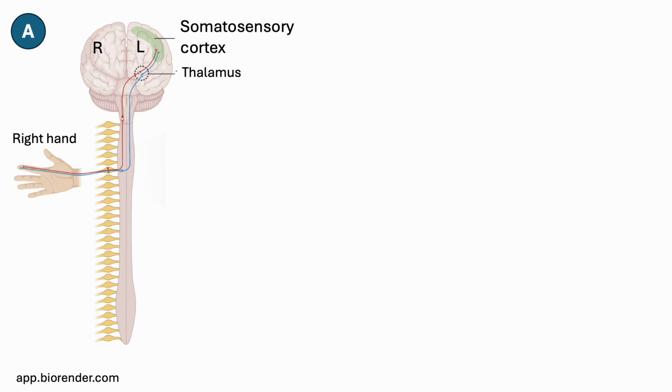In this figure, A shows a frontal view of the brain and spinal cord. Parallel to the spinal cord is a row of something called ganglia, which we'll explain shortly. Although only shown on one side of the spinal cord, these ganglia actually occur on both sides.